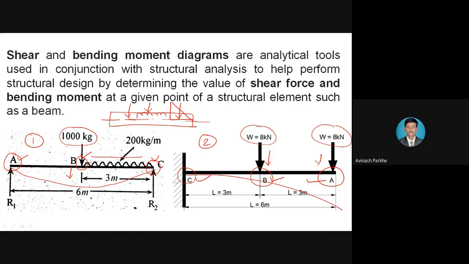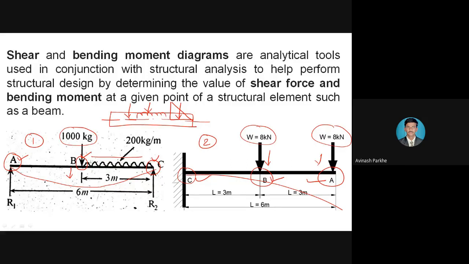Then the second is the length of beam. Whatever bending is taking place in the downward direction also depends upon the second parameter, which is called the length of the beam. If the length of the beam is too high, the maximum bending will take place. If the length of the beam is very less, the minimum bending will take place. This is the second parameter.